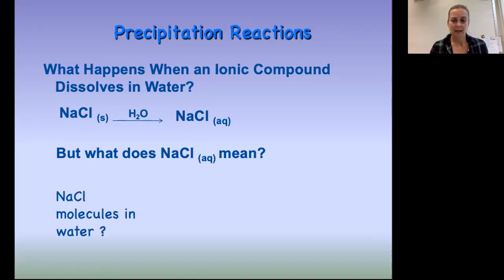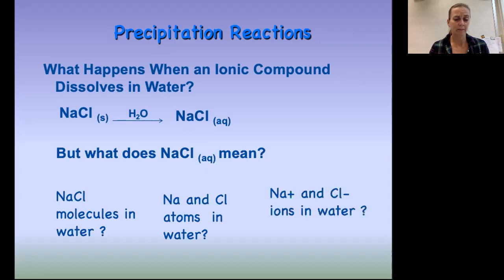Does that mean that the NaCl stays together as little NaCl compounds? Does it mean that we have atoms of sodium and chlorine in the water? I hope not, because sodium and water are a bad combination. Or does it mean that we have sodium ions and chloride ions dissolved in the water? That's what it really means.